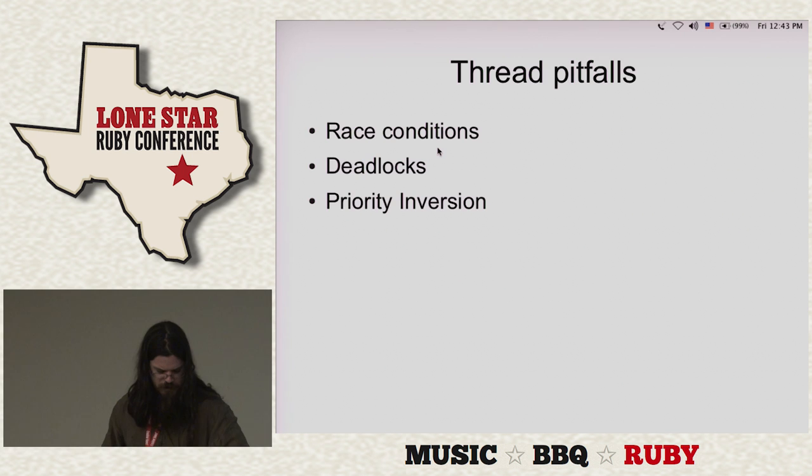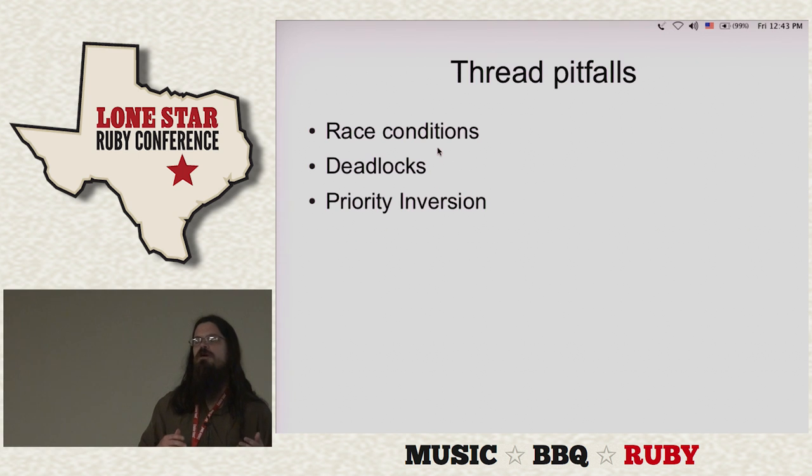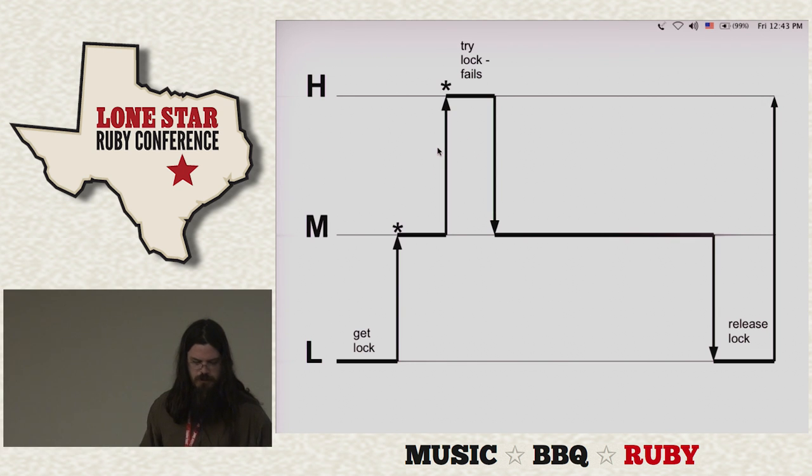So another problem you sometimes run into is priority inversion. Priority inversion only happens when you have threads that have multiple different priorities. So here's a picture of priority inversion in action. If you have three different threads with all different priorities, initially the low priority thread is running, it gets some lock, and then it gets preempted by the medium priority thread, which wakes up, and then that gets preempted by the high priority thread. And then it tries to get that same lock, but now it can't because the low priority thread is still holding it. So the high priority thread goes to sleep waiting for the lock to get released.